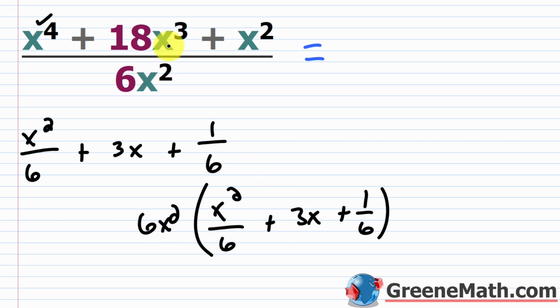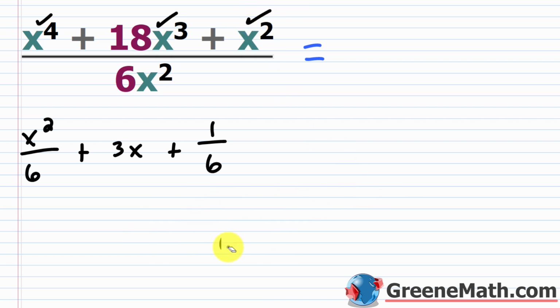X squared times x is x cubed, so that gives you 18x cubed back. And then 6x squared times 1 over 6, the 6's would cancel. You have x squared times 1, which is x squared, so that gives you that back. So if you're ever a little bit lost or confused about if you got the right answer, obviously you could use a computer, but if you wanted to check things the old-fashioned way, you could use multiplication.